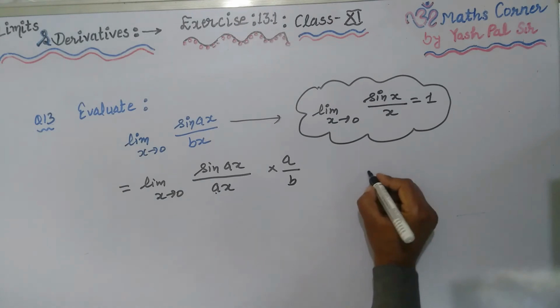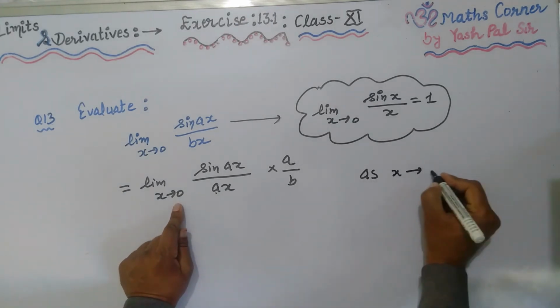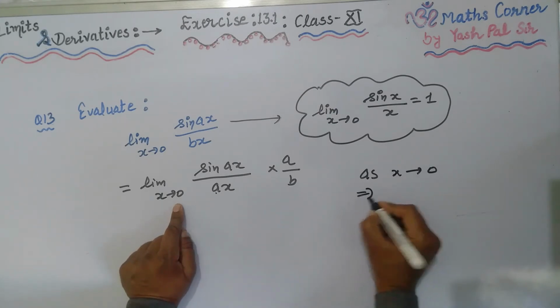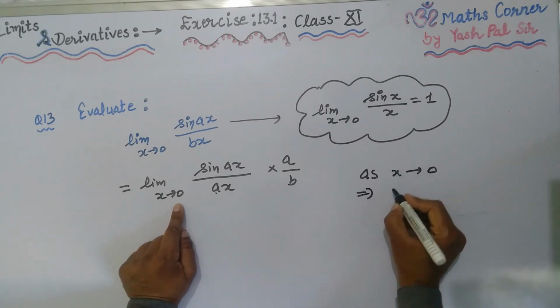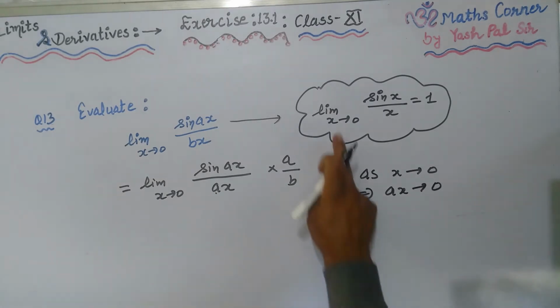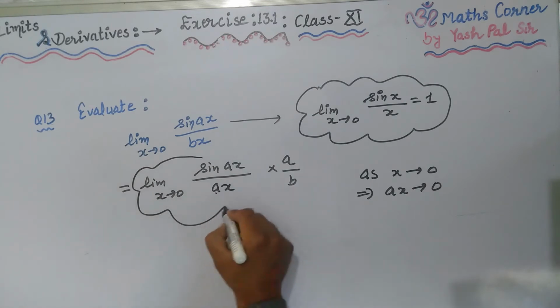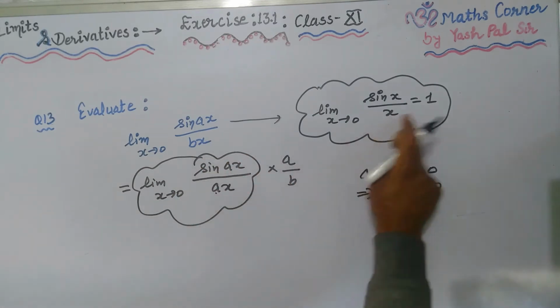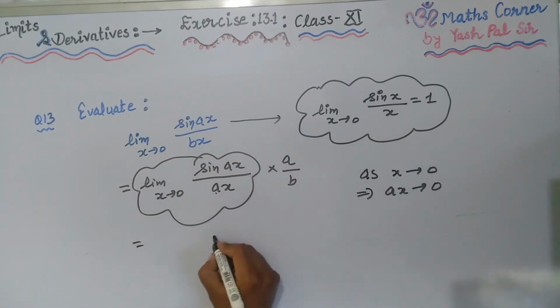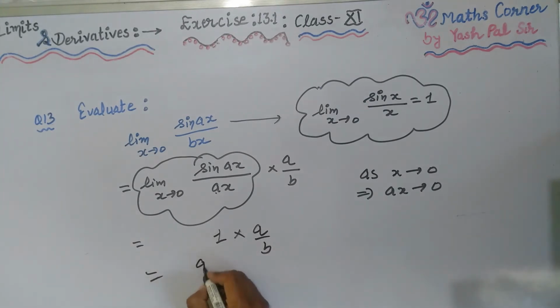Now what happens? As x approaches to 0, this implies multiplying both sides with a, so ax also approaches to 0. So according to this rule, the value of this is also 1. So this becomes 1 into a upon b. So finally we have a upon b as the limit of the given function.